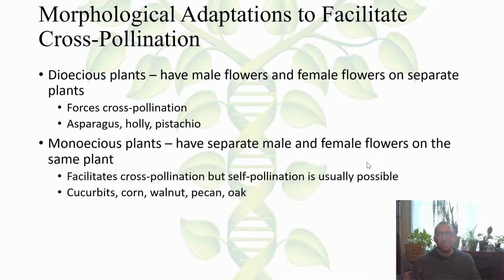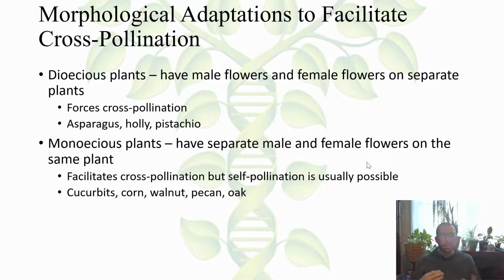So our plants, because cross-pollination is so important in wild plants and wild populations and all the benefits of that genetic diversity, some of our plants have developed adaptations to facilitate it. And they have morphological adaptations. So some of our plants are dioecious, and this means that they have male and female flowers on separate plants. So you have separate male plants and female plants. This is true for asparagus, holly trees, pistachio.